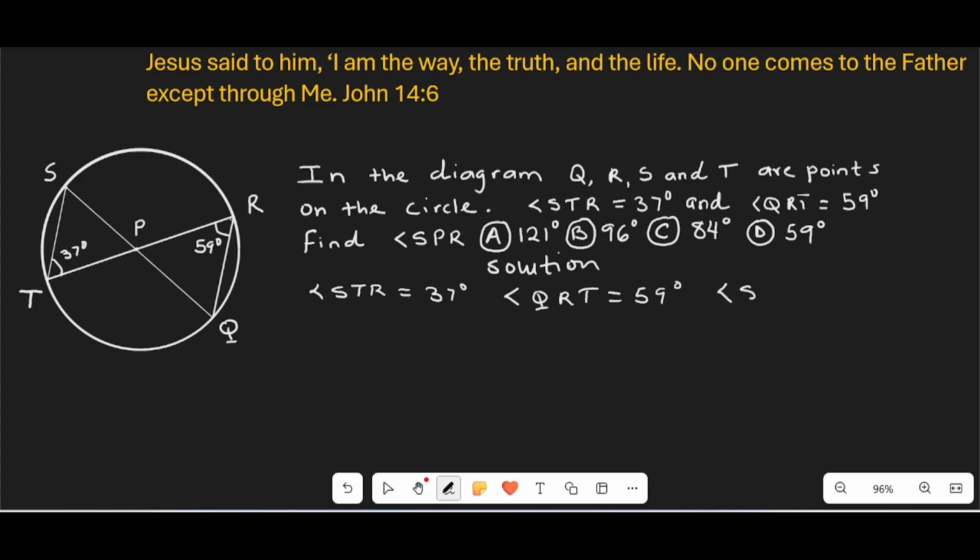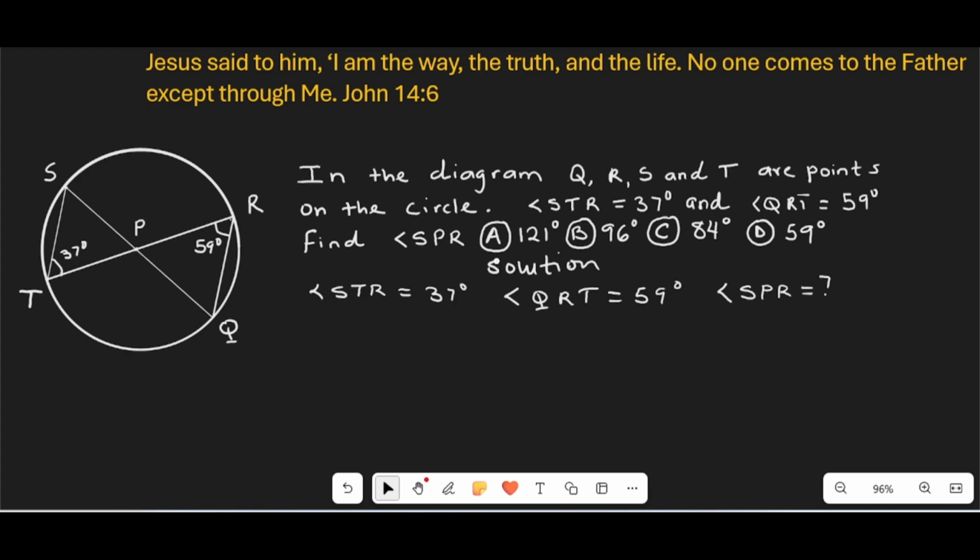Angle SPR is currently unknown. And this is our angle SPR. First, let us find angle TSQ. From this diagram, you will see that angle TSQ and QRT both stand on arc TQ.